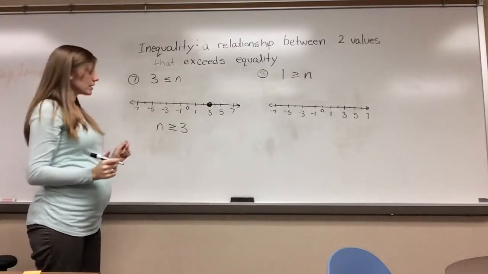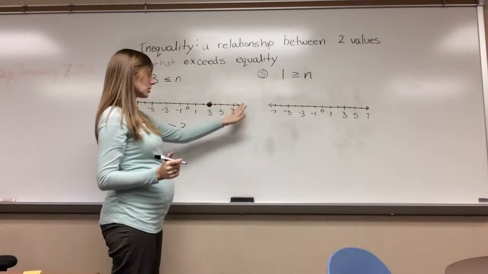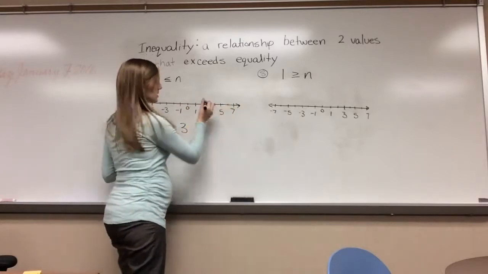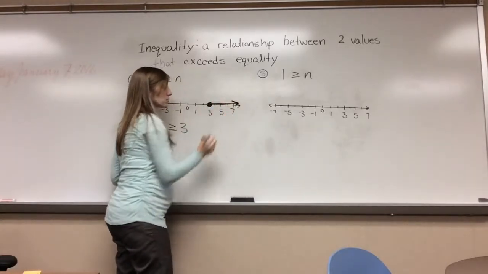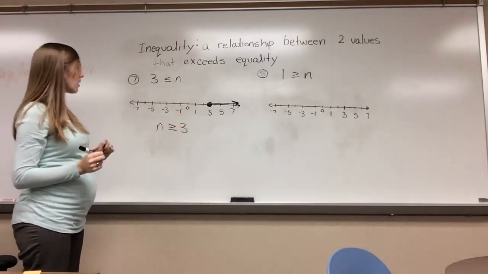Well, numbers that are bigger, if here's my 3, I have 4, 5, 6, 7 going off to the right. Those numbers are all bigger than 3. So that means my line is going to go off to the right with an arrow showing that it goes on forever and ever. And that would be the graph for my inequality for number 7.